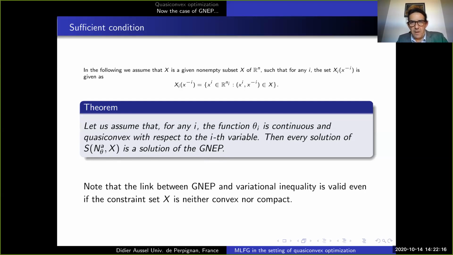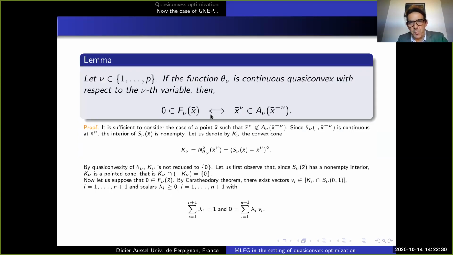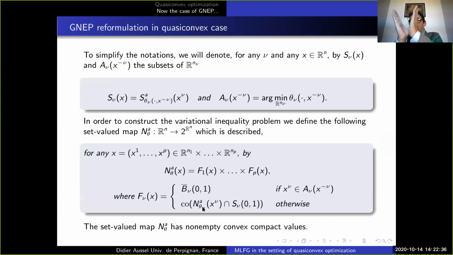And again, it has to be emphasized that here we don't ask capital X to be convex, nor compact. There is an important property here: when we do this construction, we take the cone, we cut it by the ball, and we convexify. Actually, if your cone is too large, more than half a space, then what will occur is that when you intersect with the sphere and you convexify, then zero will be in. And it is exactly what we want to avoid.